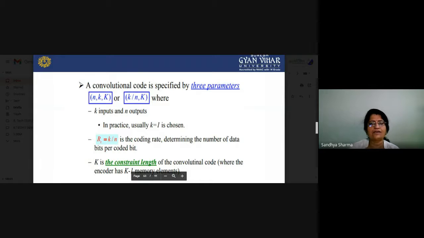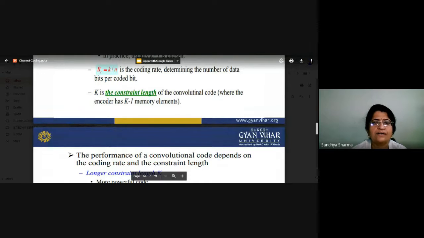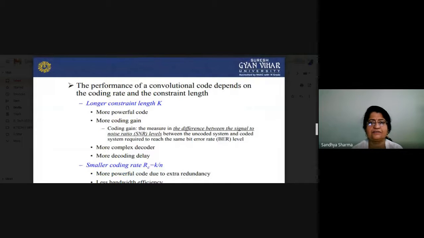So what are the features? We can define our convolution code by (n, k, K): k inputs and n outputs. n is the number of output bits. In practice, usually k is equal to 1. Rc, equal to k by n, is the coding rate, determining the number of data bits per coded bit. K is the constraint length of the convolution code, where the memory has K minus 1 memory elements. According to that, we will design it.